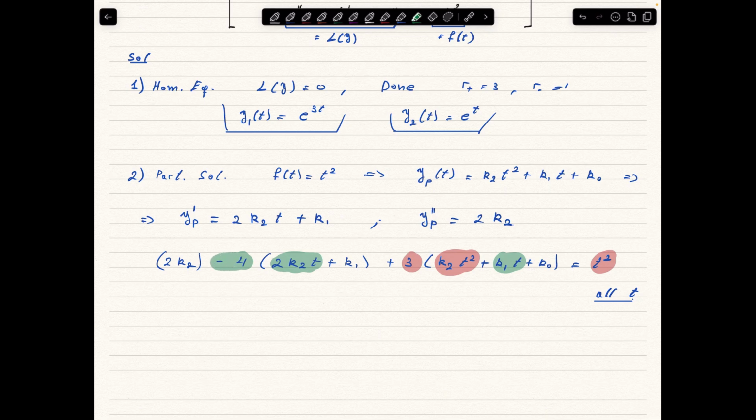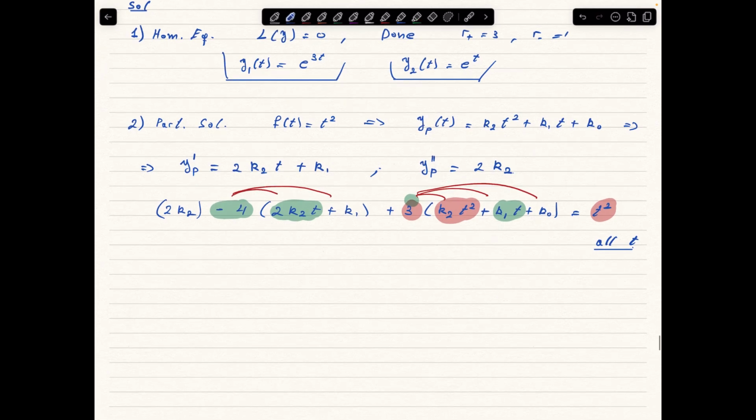And then the terms that don't have t, which is this term, that term multiplied by the negative 4, and this term multiplied by the 3. So let's emphasize that this has to be multiplied, and this has to be also multiplied. And the term with t here is actually also multiplied by the 3. Okay, so let's be careful. So what do we end up with?